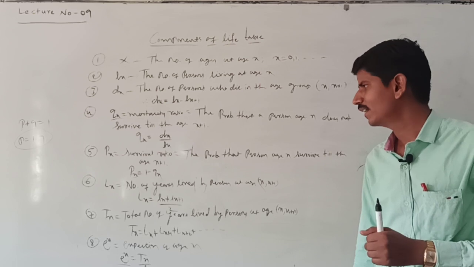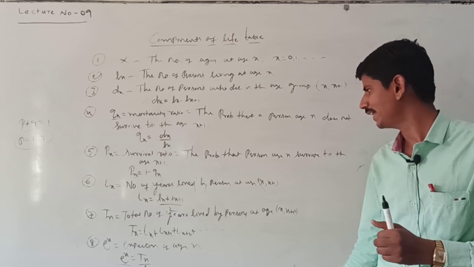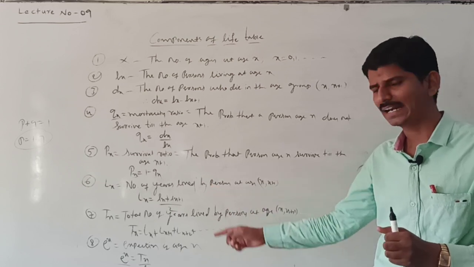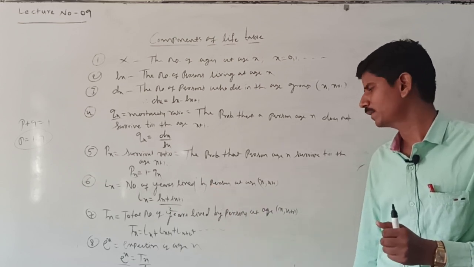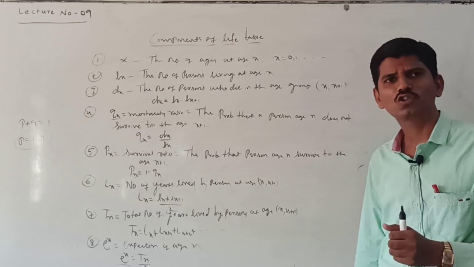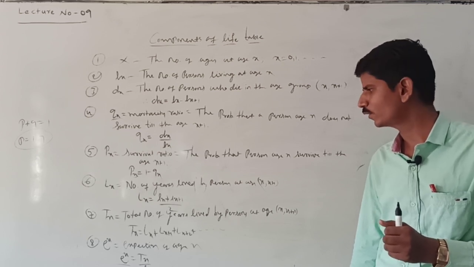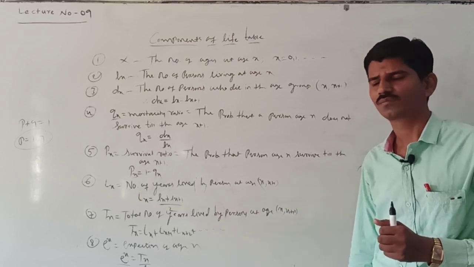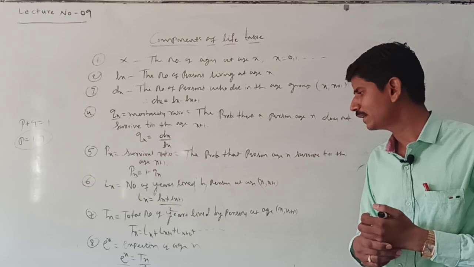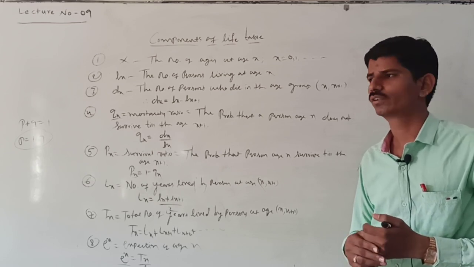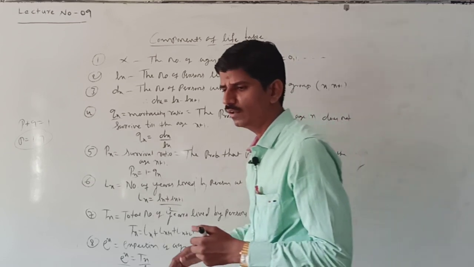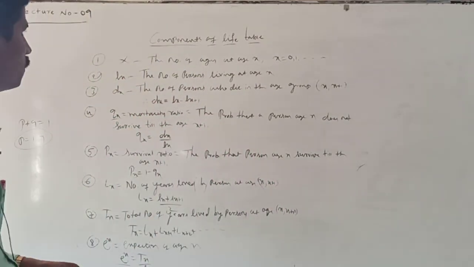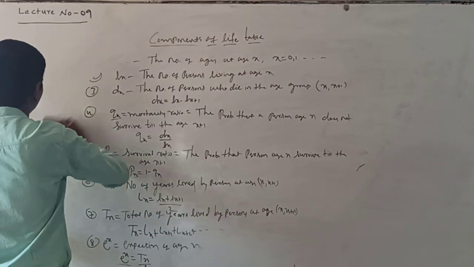And capital Lx is number of years lived by the persons at age x to x plus 1 belonging to the cohort, that is Lx equal to lx plus lx plus 1 divided by 2. Tx is total number of years lived by the person, that is Tx equal to lx plus lx plus 1 up to so on. Ex is the expectation, that is Ex equal to capital Tx by small lx. Okay, these are the components of life tables. Next we shall discuss the problems based on life table.